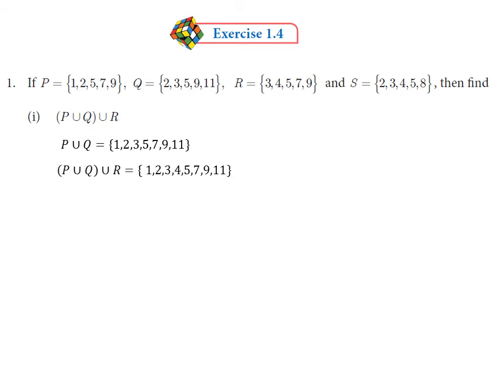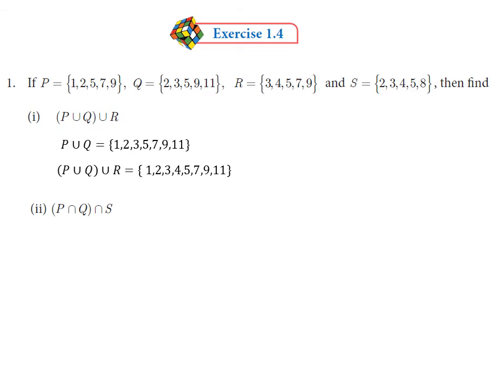So P union Q union R. Now we have to combine the elements from P union Q and R. So it will become {1, 2, 3, 4, 5, 7, 9, 11}. These are the elements. That's the answer.